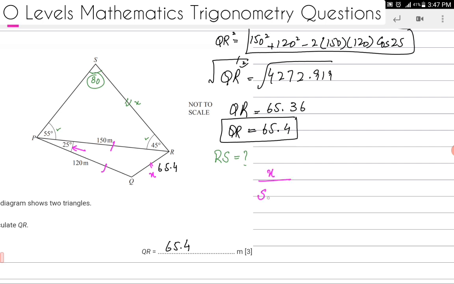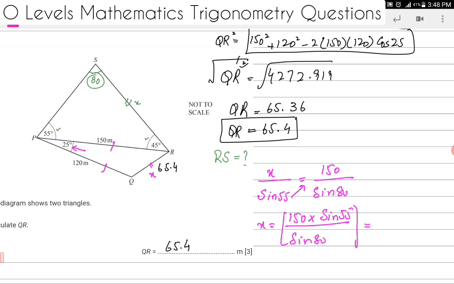It's x divided by sine of 55 equals 150 divided by sine of 80. And then you do cross multiplication, x equals 150 into sine of 55 whole divided by sine of 80, which is equal to 124.76, or you can say that it is 124.8 meters. That is x, or you can say it is the RS, right?